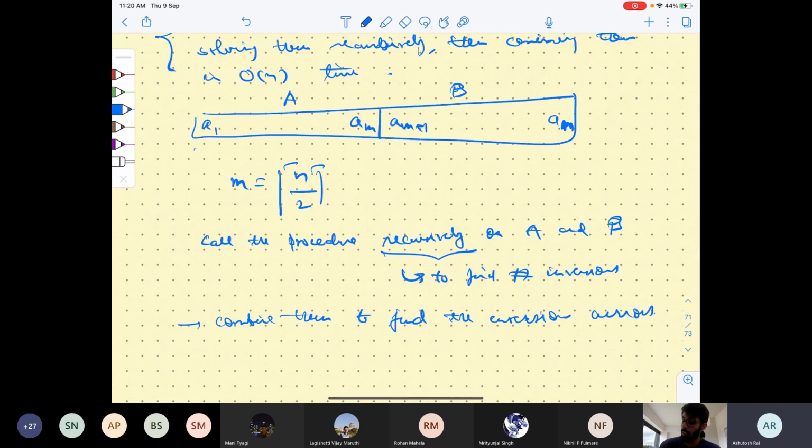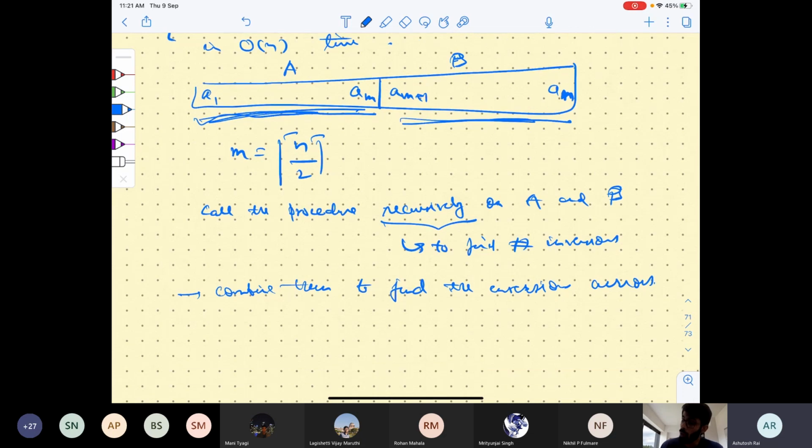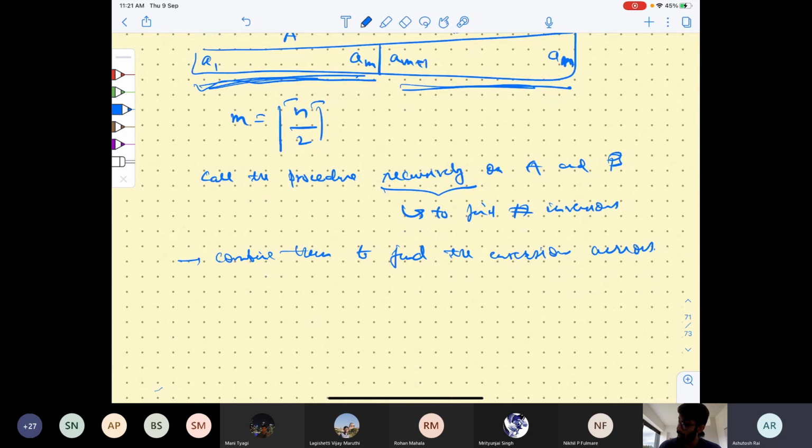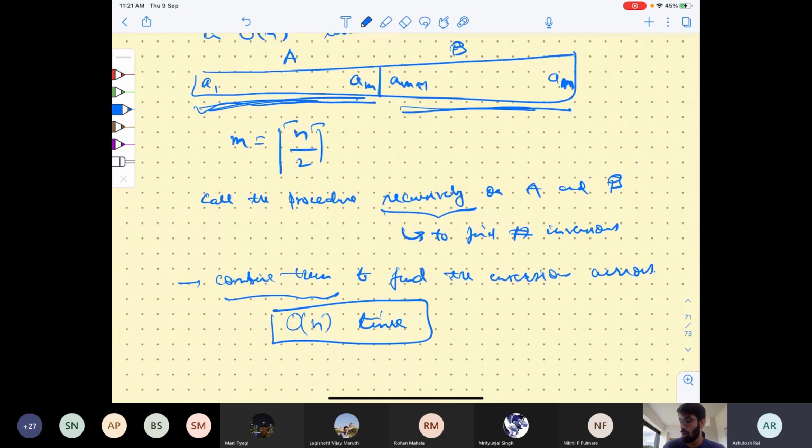Okay, so there are some inversions inside the first part. There are some inversions inside the second part that we find recursively, and now we have to combine them. Recall merge sort: we have recursively sorted the list, and now we want to combine the lists. We want to do something similar here, and we want to combine them in order n time. This does not seem to be a very easy job. How do we go about it?